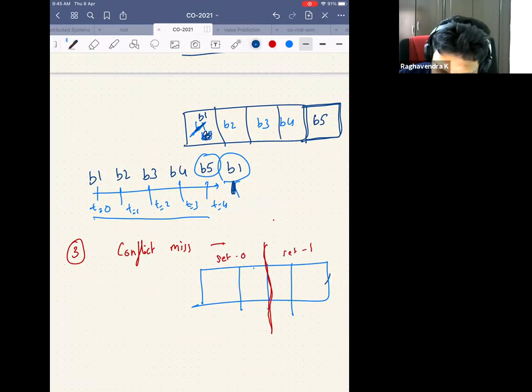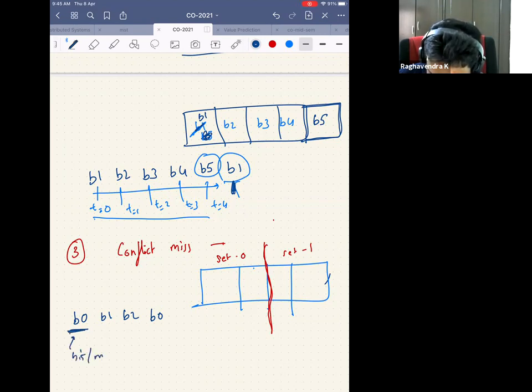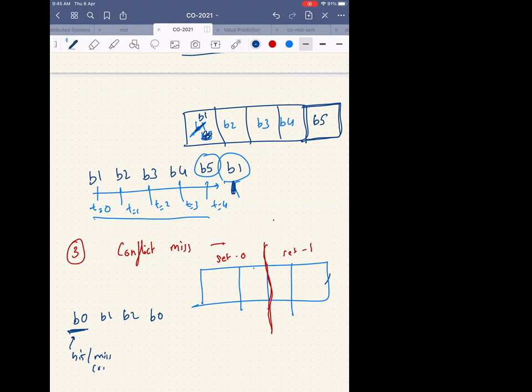The CPU generates addresses like this. It generates the address for block 0, then block 1, then block 2, then block 3. Or even block 2 and then block 3. Right? So now I have to keep them in the cache. So when the CPU generated B0, is this a hit or a miss? Miss, compulsory miss, right? So this is a compulsory miss.